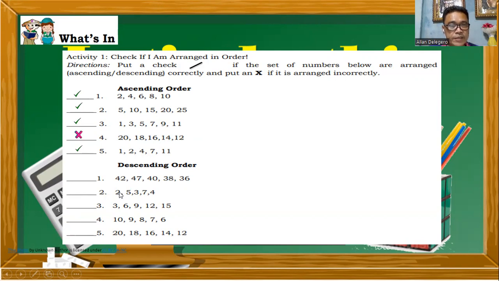And for descending order, number 1, okay, wrong. Number 2, wrong. Number 3, X. Not arranged from greatest to least. And for number 4, check. Number 5, check. Okay.